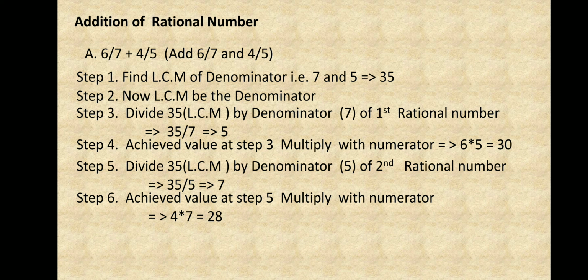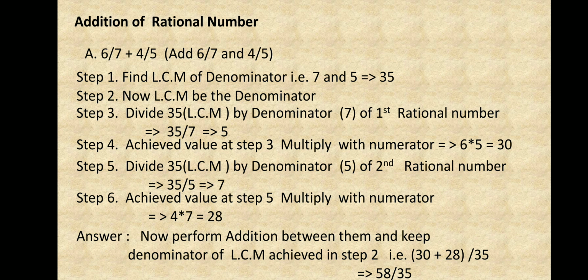So now, what are the two numbers you got? They were 30 and 28. And now what's your answer? You have to add the two numbers and divide it by 35. Why do you have to divide it by 35? Because 35 is your LCM and it is the common denominator. So what do you get when you add 30 plus 28? You get 58. So now what's your answer? It's 58 by 35. Hope you all understood addition of rational numbers.